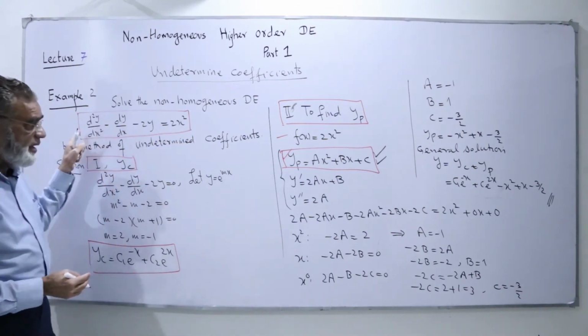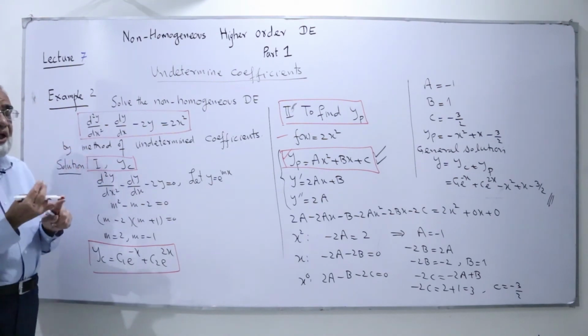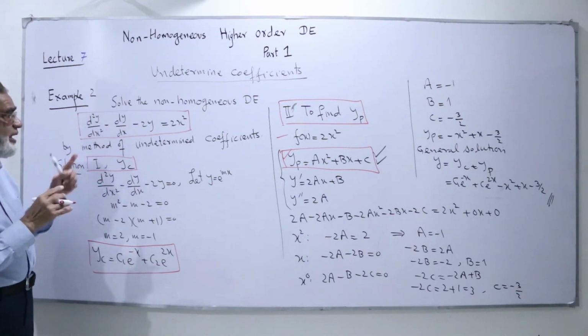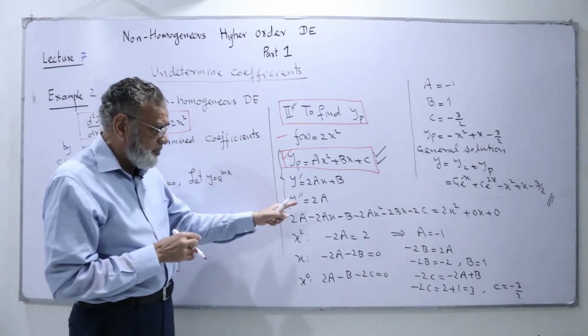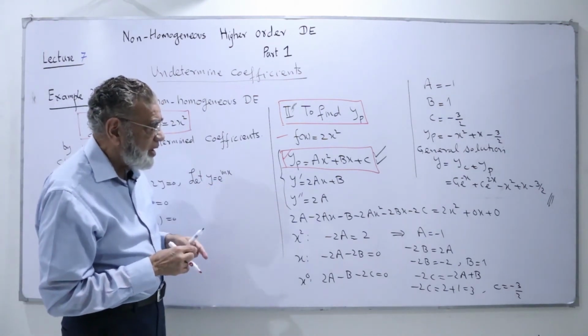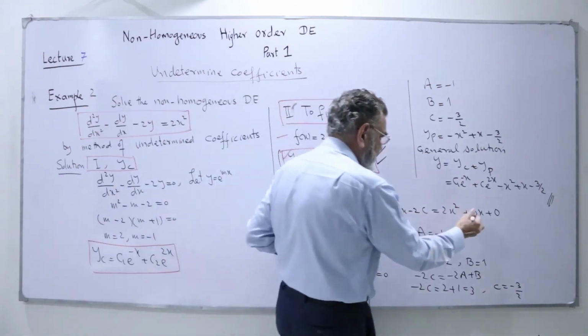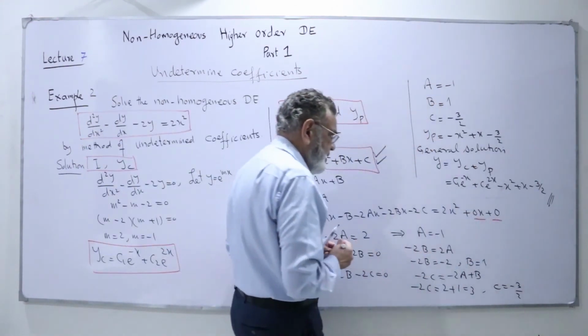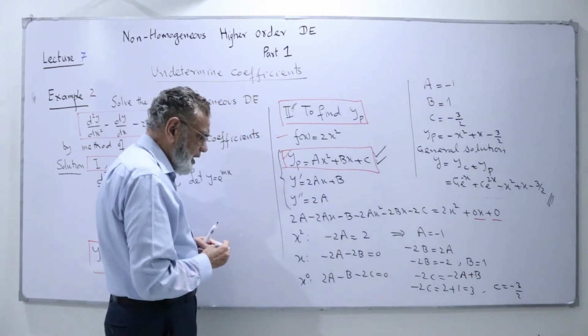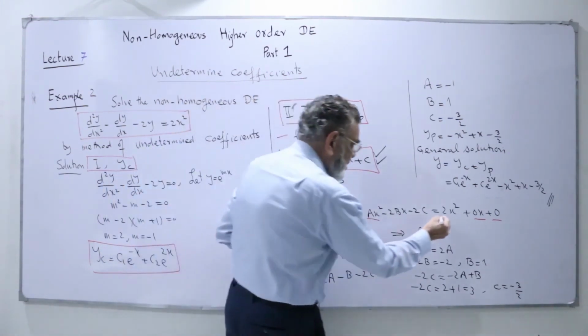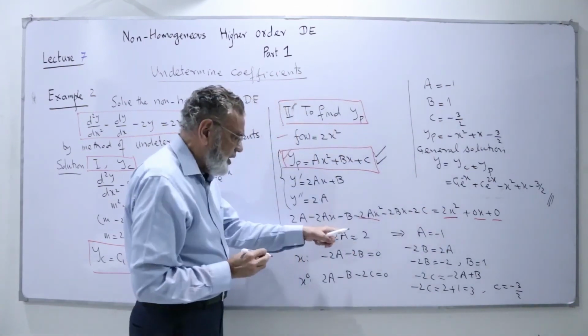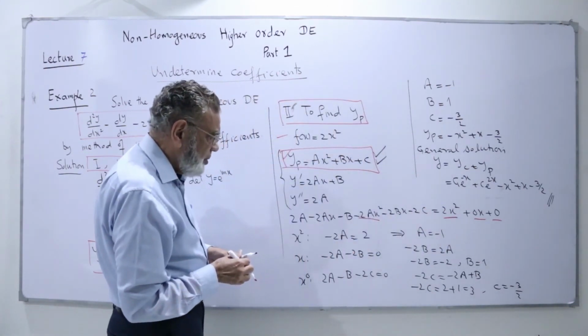Then we substitute, find the value of the undetermined coefficients a, b, and c. Substitute in the differential equation. Finding y dash, y double dash, substitute in the differential equation, which is equal to 2x squared. This means we can write 0x and 0. Now we compare the coefficient of x squared. Here the coefficient is minus 2a, and here the coefficient of x squared is 2. So we get minus 2a is equal to 2.